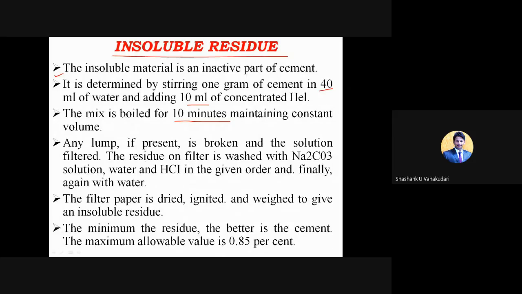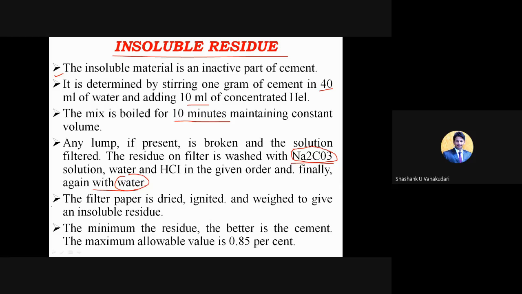So here the residue on the filter is washed with Na2CO3, that is sodium carbonate. Clear? By using this sodium carbonate we can wash that particular residue, and then water and HCl are given in order, and finally again with water. Once you wash with sodium carbonate, again you need to wash with water. Then you need to use the filter paper for drying, and then ignition is provided and weighed to give the insoluble residue. That time you will come to know the total percentage of insoluble residue.